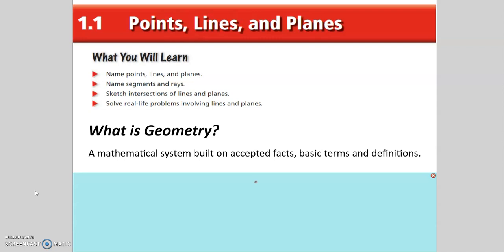We're going to start with section 1.1, points, lines, and planes. This video is actually just going to hit the first two objectives here. So we're going to focus on naming points, lines, and planes, and then we're also going to be able to name segments and rays after this video.